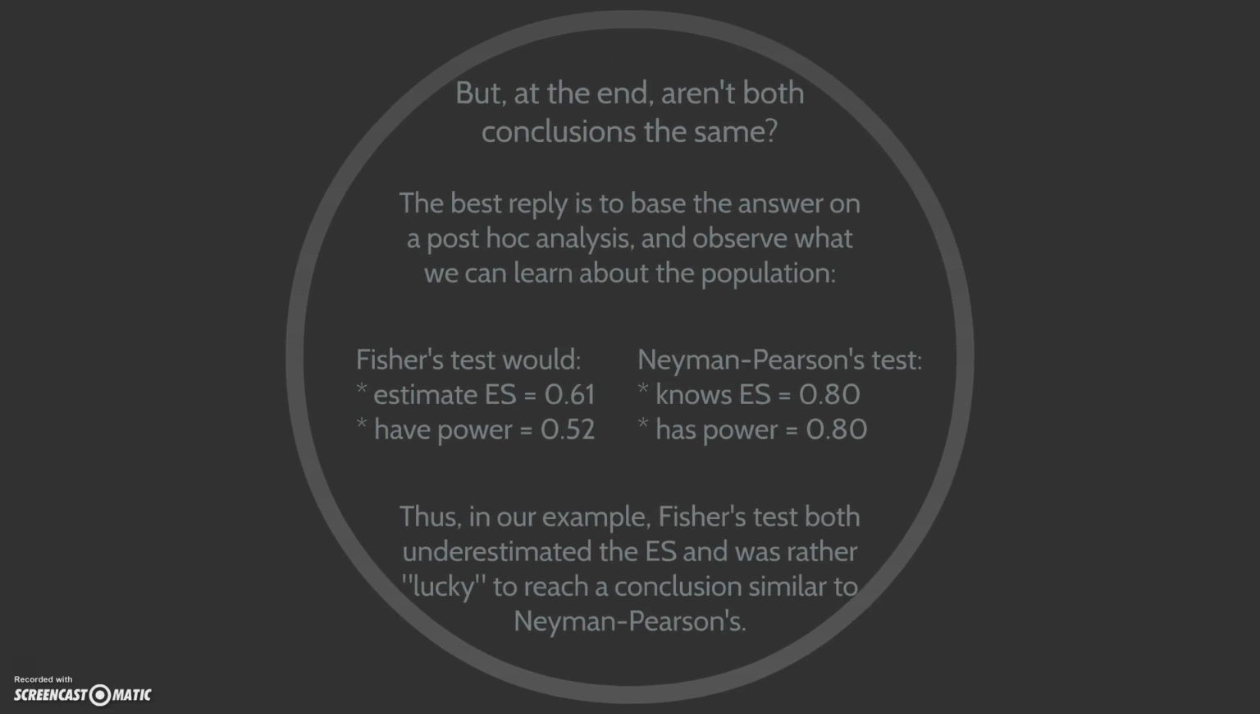So, at the end, aren't both conclusions the same, you may ask? The best reply is to base the answer on a post-hoc analysis and observe what we can learn about the population. Fisher's test would estimate the effect size to be 0.61 and have power of 0.50, while Neyman-Pearson's test knows that the effect size is 0.80 and has power of 0.80 as well. Thus, in our example, Fisher's test both underestimated the effect size and was rather lucky to reach a conclusion similar to Neyman-Pearson's.